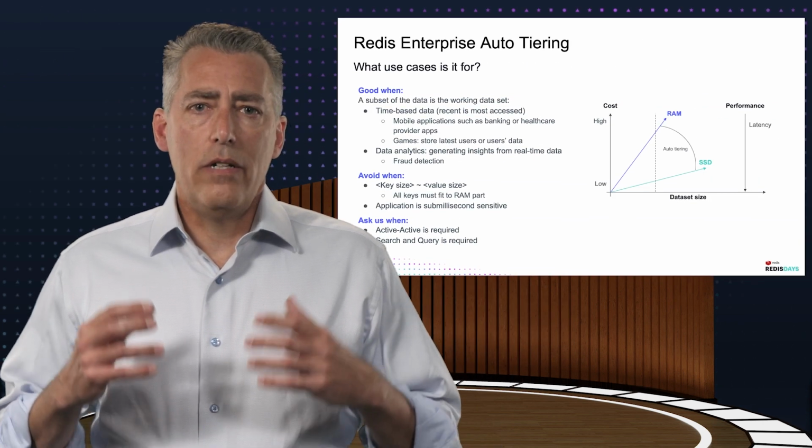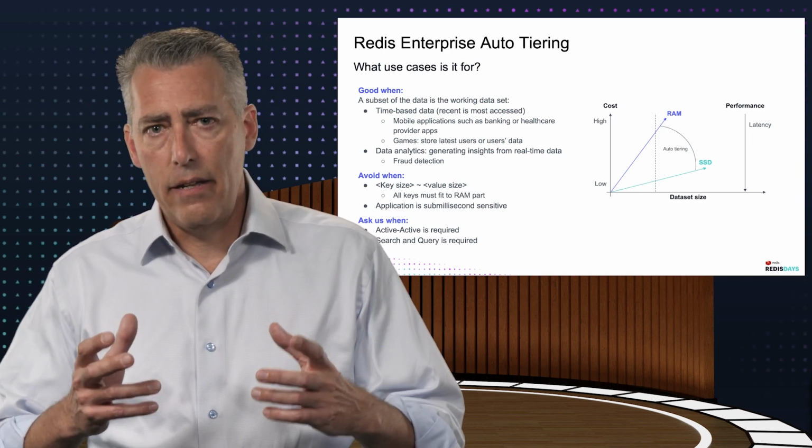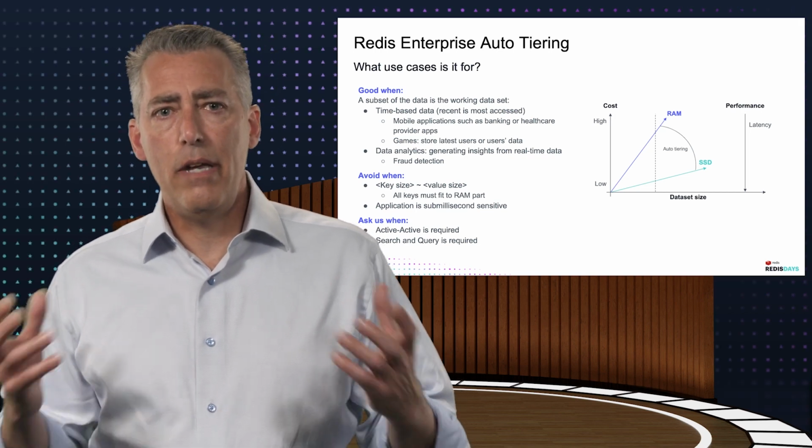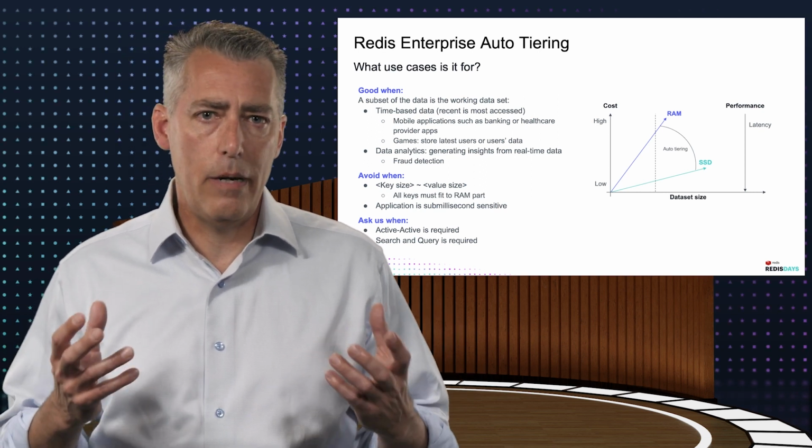Okay, so I'm sure that sounds great, but like I said, unfortunately it can't be used for every scenario today. So specifically, what use cases are a good fit for auto-tiering? When a subset of the entire dataset is the working set or the hot data. An example of this includes time-based data like in mobile banking or fraud detection where insights are generated from real-time data.